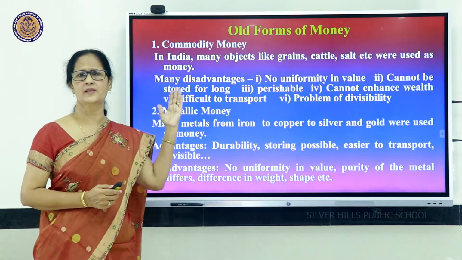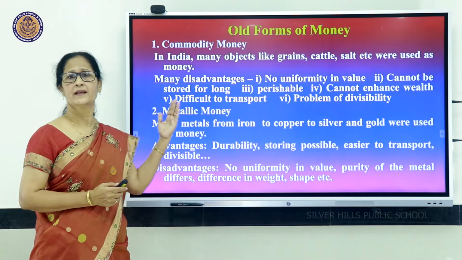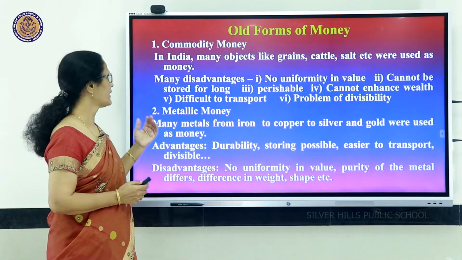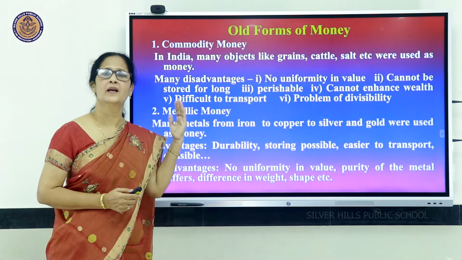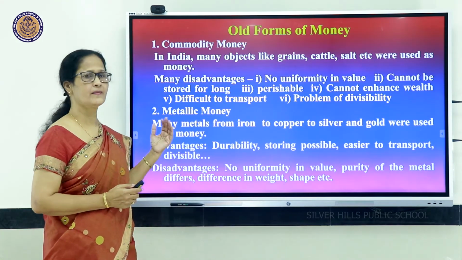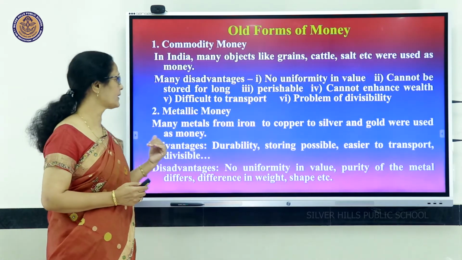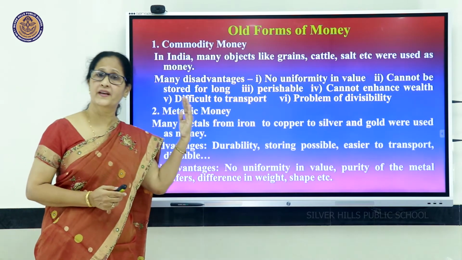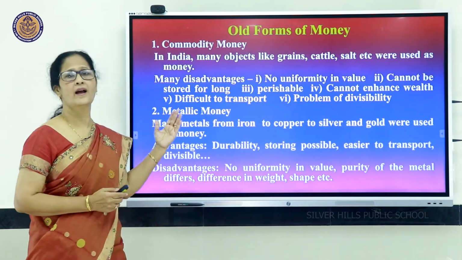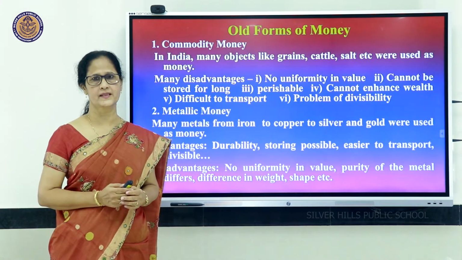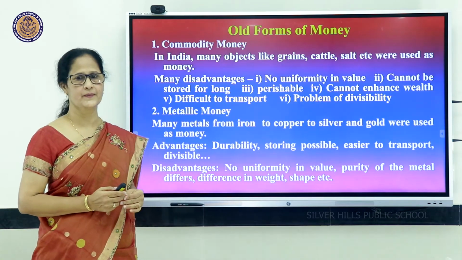And this commodity money had many disadvantages. Like for example, there is no uniformity in value. It cannot be stored for long. Most of them are perishable objects and therefore it cannot be stored or enhance wealth. It was difficult to transport these items over long distances, and there was the problem of divisibility. So these were the disadvantages of commodity money.